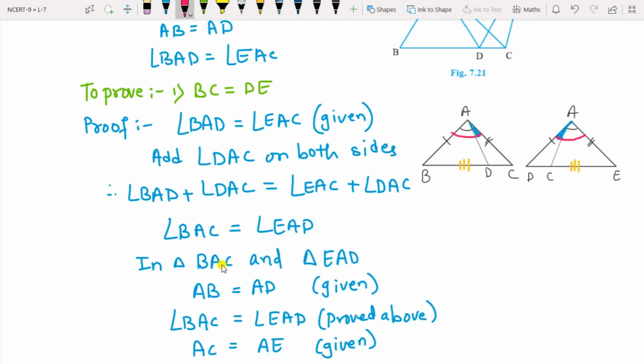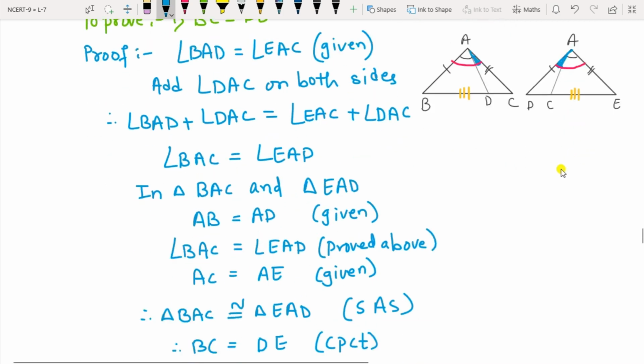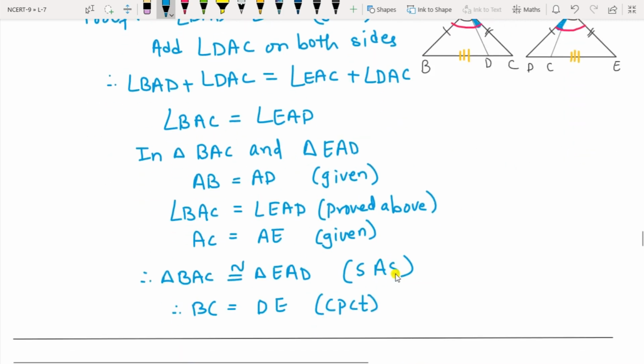Now consider the triangles BAC and EAD. Here AB equal to AD, angle BAC is equal to angle EAD, that is proved above, and AC equal to AE, that is given. Therefore, these two triangles are congruent to each other by SAS. And therefore the third side that I have shown with the yellow color, that is BC, will be equal to DE, that is CPCT.